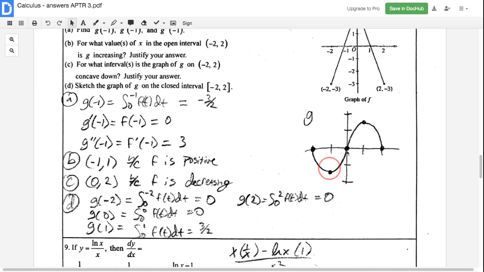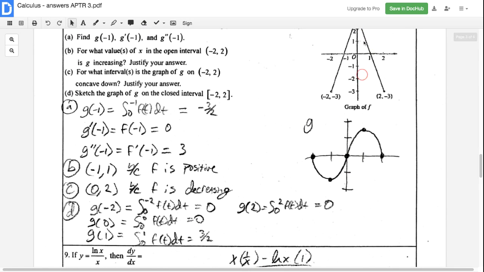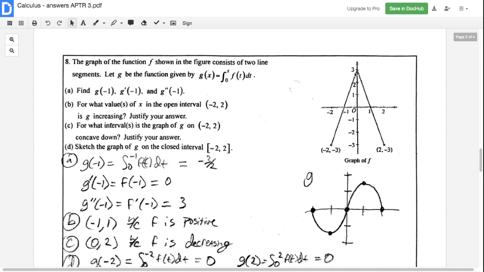And then to figure out the curvature, to figure out the concavity, remember we want to look at f, which is the derivative of g, and figure out when I'm increasing or decreasing. That tells me concavity. So if you notice, we're increasing from negative 2 to 0. So that means we're concave up. So that's why this section is concave up. And then we decrease from 0 to 2. So that's why this section is concave down.